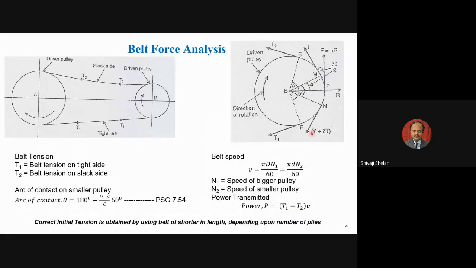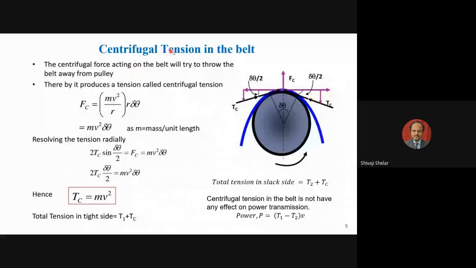Now since this belt is moving at a certain radius in a circumferential manner, it is going to experience a centrifugal force. So the belt material is also going to experience the centrifugal force. That I am explaining in the next diagram. You can see here, centrifugal tension in the belt. So what is meant by centrifugal tension in the belt?